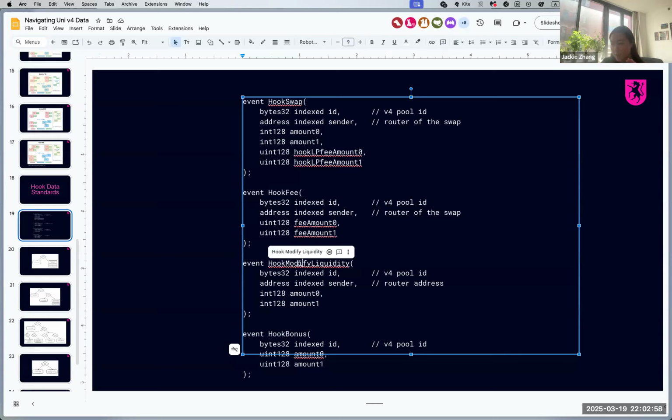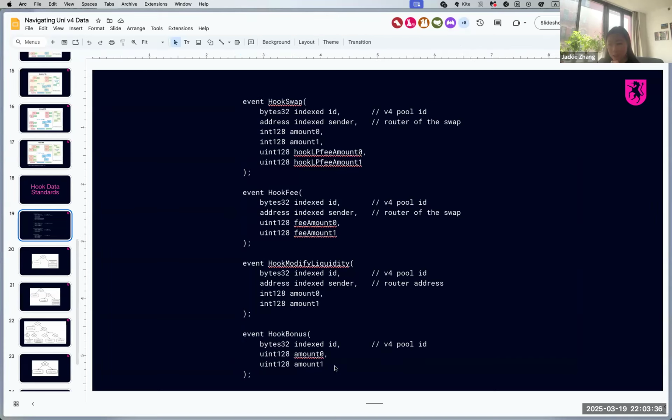Okay, cool. Then the third one is the hook modified liquidity event. If you remember, the custom curve hooks that provision liquidity on their own will literally bypass all the events that happen in V4, right? So we introduced this hook modified liquidity event structure so that everybody can understand in a standardized way how the liquidity is being modified for that particular hook and pool.